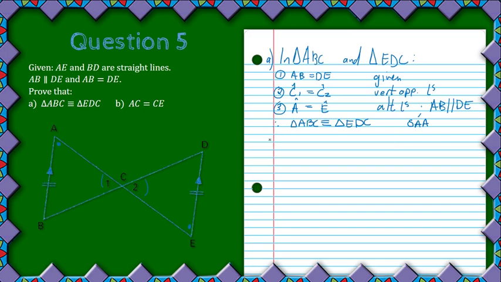Now for B, it says that we need to now prove that AC is equal to CE. So AC equal to CE. So we've just proven that triangle ABC is congruent to triangle EDC. And since we know that they are congruent, we can therefore conclude that the other two pairs of sides will also be equal. So AC will therefore be equal to CE.